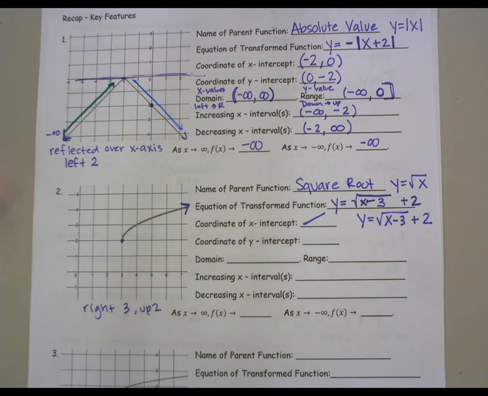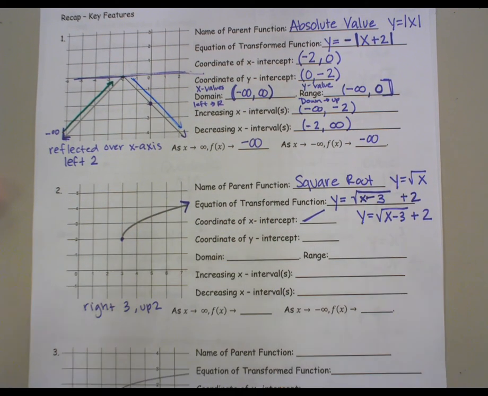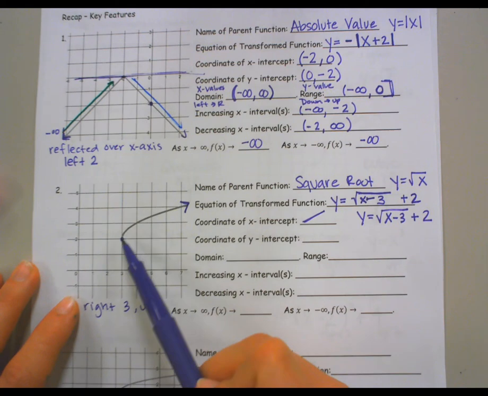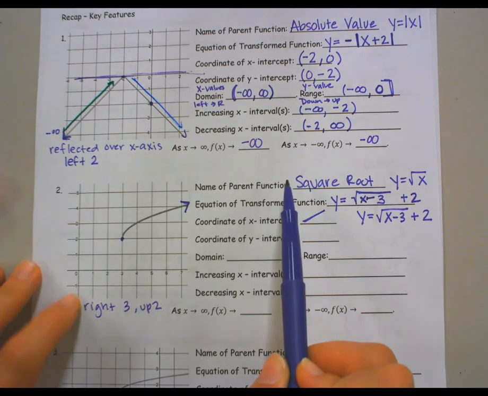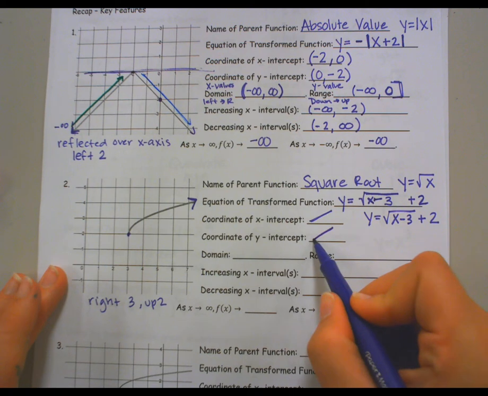Other square root functions may cross the x-intercept, but for this transformed function, it is not going to cross the x-intercept. And then if we look at our y-intercept, if we look at our y-axis, again, this graph is going forever and ever and ever this way. So it is never going to cross this y-axis. So again, you could write none, or you can put a line through it.